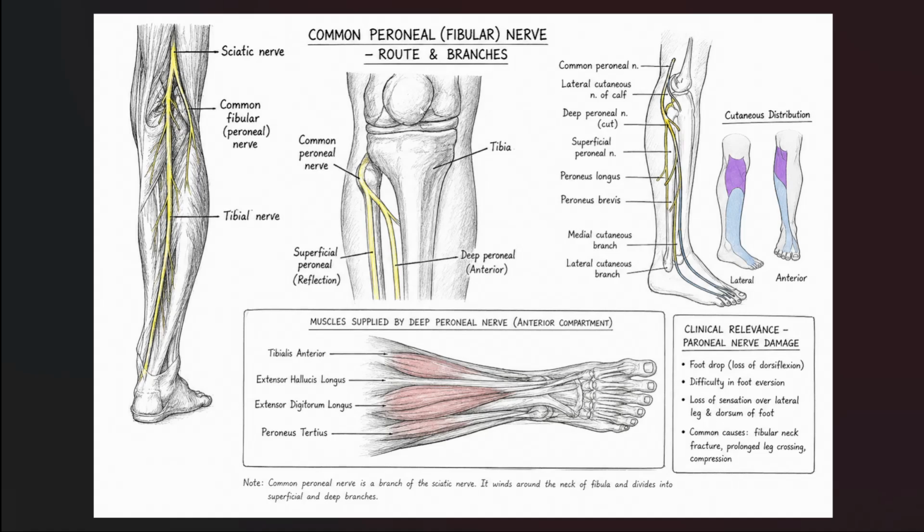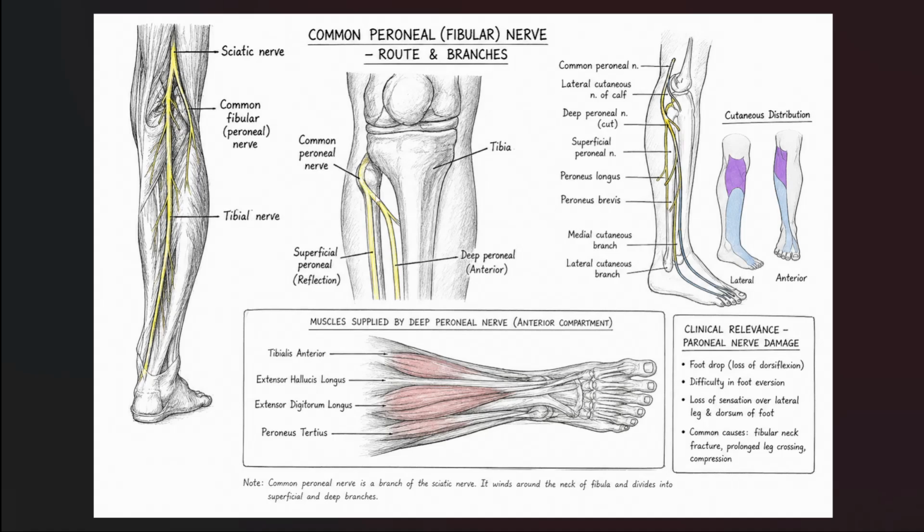If you look at the front, so this is the front, this is the back, it winds around the neck of the fibula, and then it comes here. Since it is very superficially located here, this is a very common site of peroneal nerve injury. It can happen with a fracture of the fibula, anything hitting here, or even sitting cross-legged for a very long time, which can also cause some damage to this nerve. Since it is in a superficial location and winding around the bone, it is very commonly damaged here, and that can lead to potential consequences.